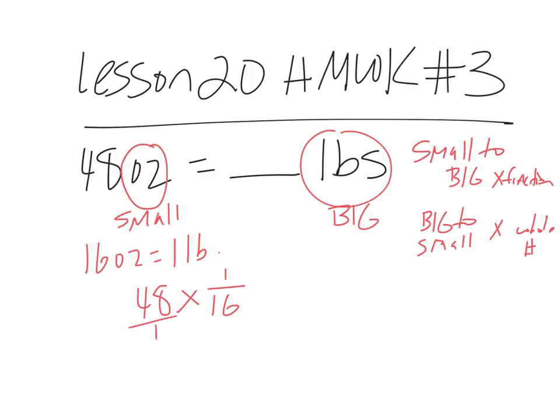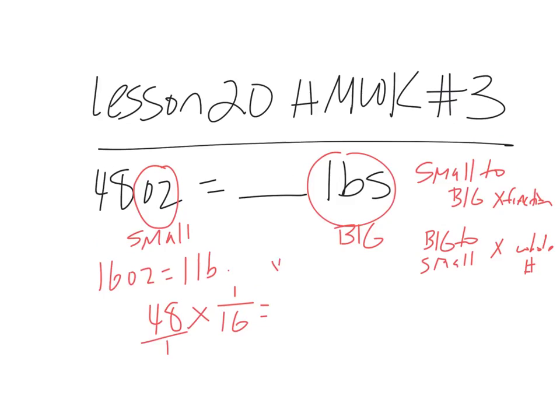So if we do this multiplication, top times top, 48 times 1, bottom times bottom, 1 times 16 is 16. We get 48 over 16, which is equal to 3 pounds. We are not done. There's another step.